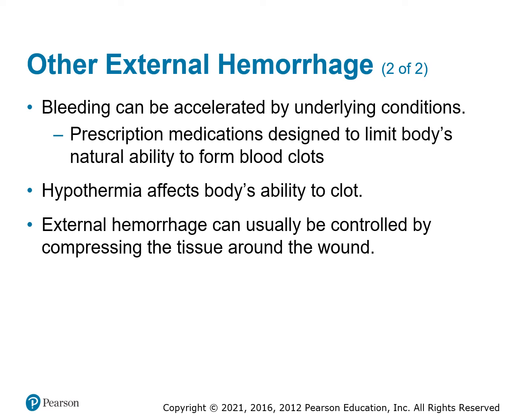Generally speaking, though, external hemorrhages are usually controlled fairly easily by compressing the tissue around the wound. So direct pressure is going to control the vast majority of external hemorrhages that you're going to see. We'll talk a little bit more about some other tactics further in the chapter here, but generally speaking, that's a good rule of thumb.